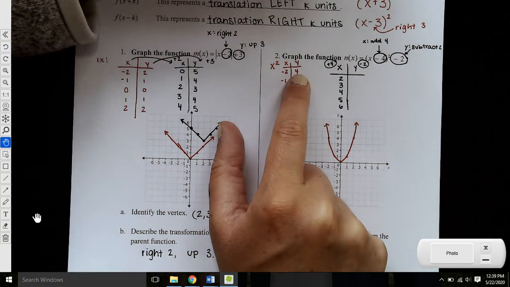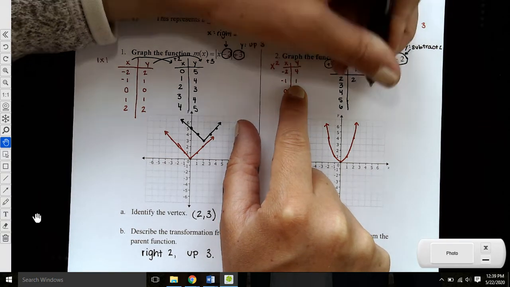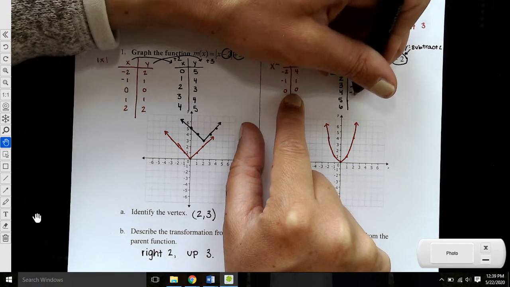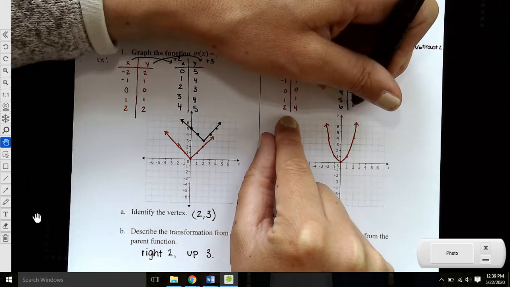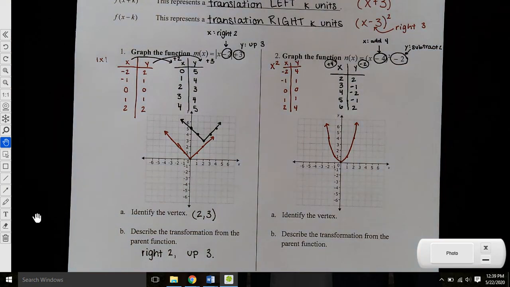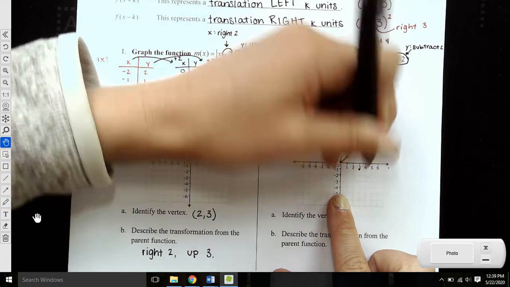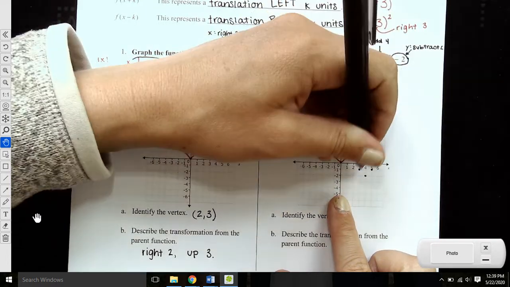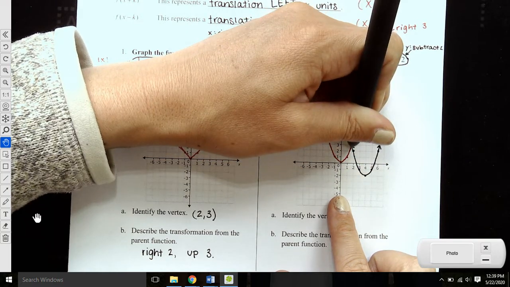Now I'll do my y's. 4 minus 2 is 2. 1 minus 2 is negative 1. 0 minus 2 is negative 2. 1 minus 2 is negative 1, and 4 minus 2 is 2. So now I take that table and I plot the points. So 2, 2, 3, negative 1, 4, negative 2, 5, negative 1, and 6, 2. And there's my new graph.